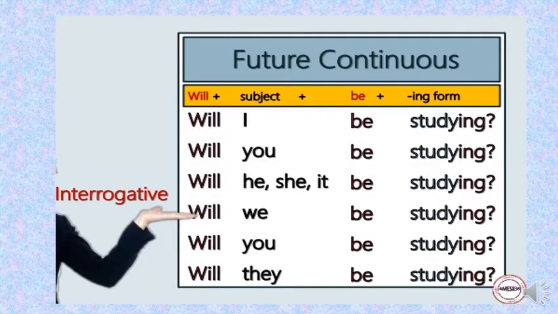Interrogative form. In this form, we bring will in the start of the sentence, then we add subject, then we add be, and then at the end, verb ing form. For example, will I be studying? Will you be studying? Will he, she, it be studying? Will we be studying? Will you be studying? Will they be studying?